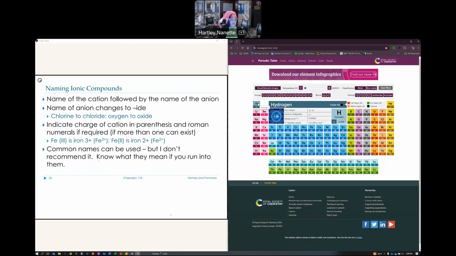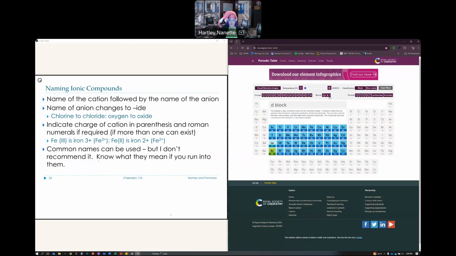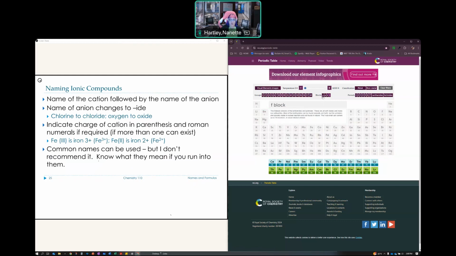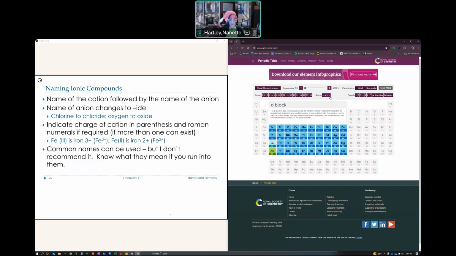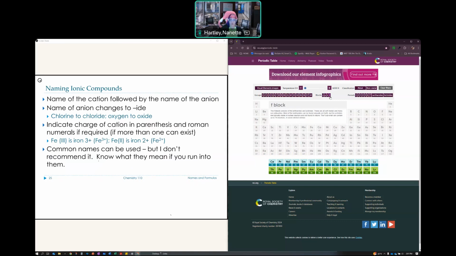Okay. And we indicate the charge of our cation in parentheses in Roman numerals if required. When is it required? Anytime it's a transition metal. So if it's in the D block or the F block. So here or here. It is not required for our main groups, the S's or P's. Now, is it wrong if you do it? No, absolutely not. It's not wrong, but it is not required. Is it wrong if you don't do it for a D or an F? Yeah, it absolutely is wrong. So if you don't do it, points will be taken. It's partial credit, not complete credit.